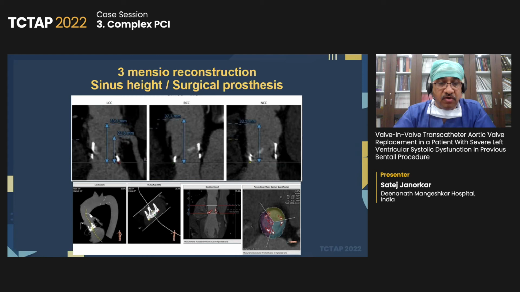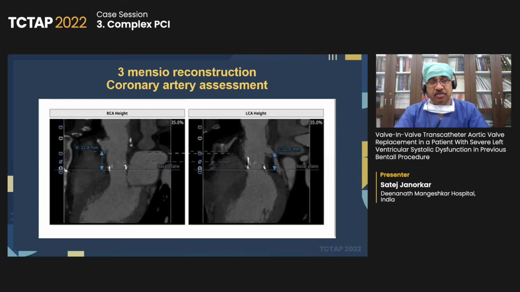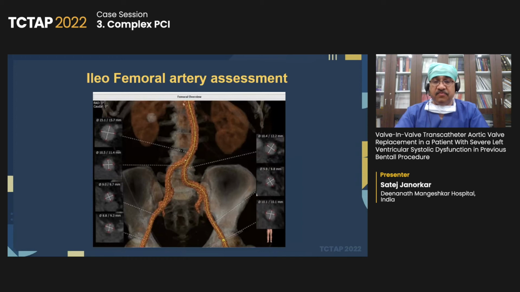So we knew exactly how to advance the prosthetic valve, the TAVR. Then the stretched vessel diameter you can see lower down, and also perpendicular plane calcium quantification. So various measurements we could get from 3mensio reconstruction from CT scan. Here again, coronary artery assessment showed us that the coronaries were quite high from the annulus itself. And finally, we had iliofemoral artery assessment, various cross sections at various levels, iliac, femoral, as well as descending aorta. So we exactly knew how to navigate our catheters through femoral artery into descending aorta and up.